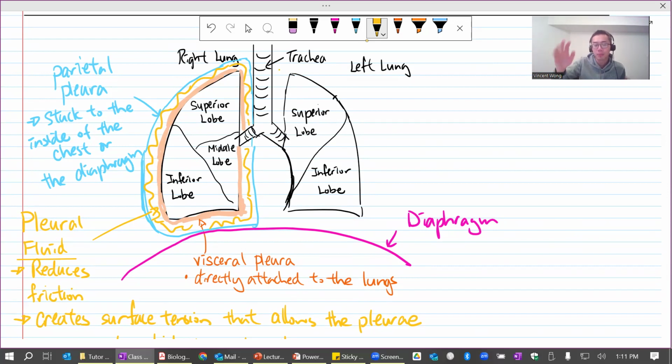I have to teach you about how breathing works first before you can understand why the two layers need to stick together. So keep that in mind for now.